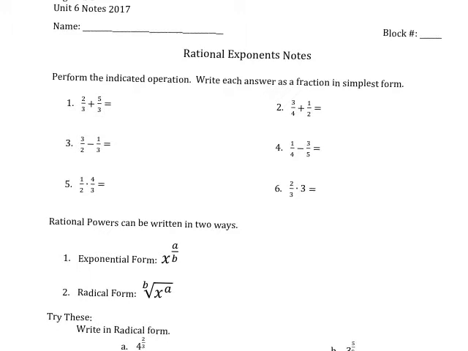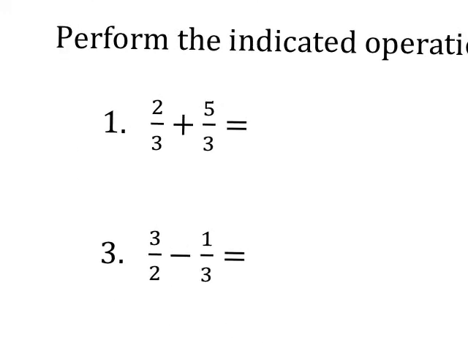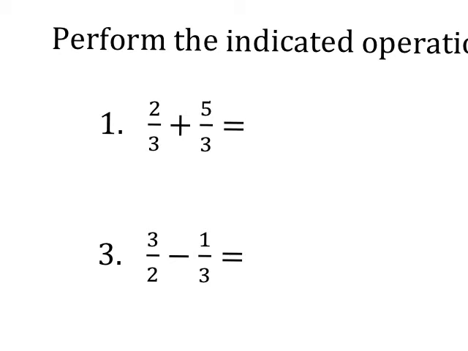Okay, so how do we add fractions? Do we have to have a common denominator to add? Yes, we do. On number 1, we have a common denominator. So 2/3 and 5/3 make 7/3, right? The denominator stays the same. I just add straight across the top.